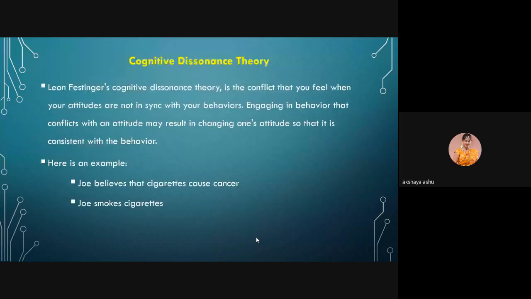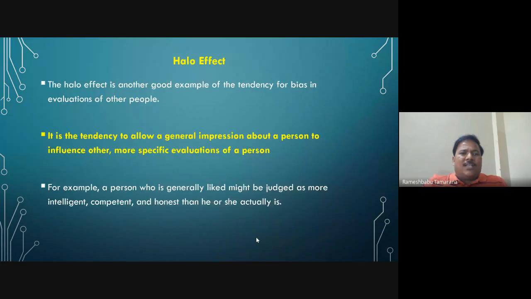Sir, can you explain the halo effect once? What is the halo effect? It's a tendency to allow a general impression about a person to influence the more specific evaluations of others. For example, because you like someone, because it's a general impression, you might think he is very good at everything, irrespective of whether he or she is actually good at it. You ascribe every possible positive aspect to that particular individual. That is the halo effect.